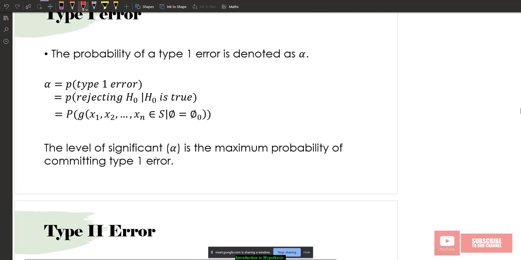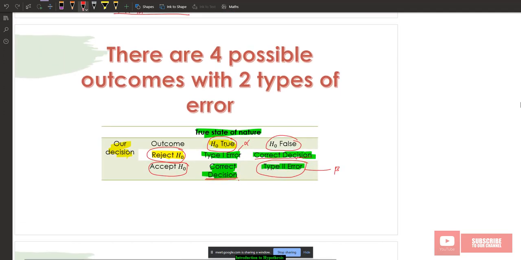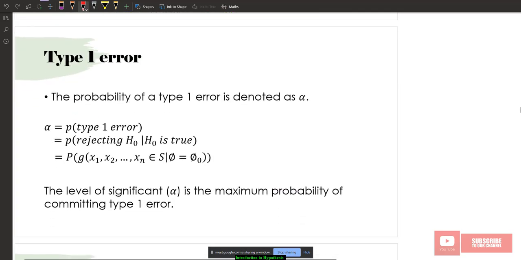Type 1 error is the probability of rejecting the null hypothesis when the null hypothesis is true. This is what we call the probability of type 1 error, and it is denoted as alpha. It is also called the level of significance, and the symbol is also alpha.